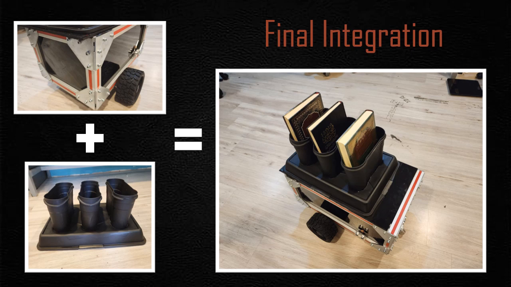We then securely attached the upper plate to the main chassis of our robot, completing the integration of the mechanical system. With this step, our robot's mechanical framework is fully prepared to fulfill its intended functionality, enabling the efficient transportation and retrieval of books. This seamless integration sets the stage for the successful interaction of our project's subsystems.